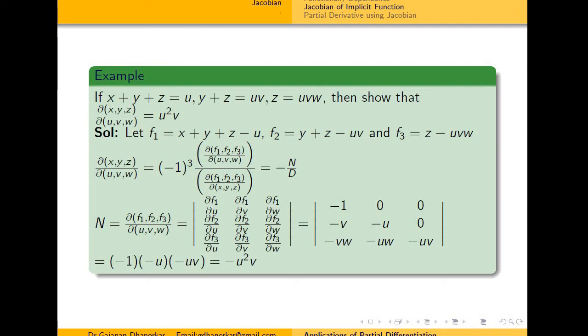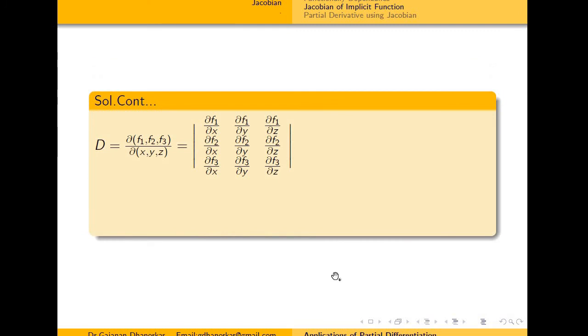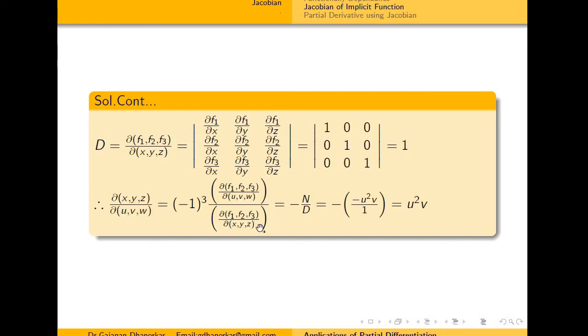We are getting the diagonal elements, and this is our numerator N. Now we will find the denominator, which is the Jacobian of f1, f2 with respect to x, y, z. Again we easily find these values and get only an identity matrix, and the determinant of an identity matrix is always 1. Therefore numerator divided by denominator is our Jacobian. Putting all these values, we get our required result, u square.